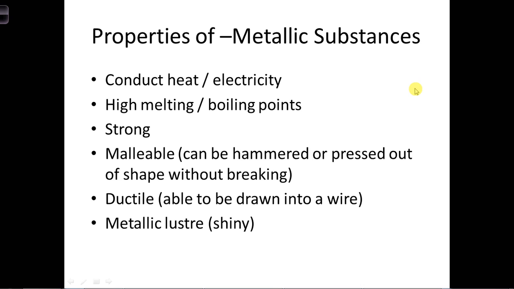Metallic substances, basically you'll probably know some of these from previous years when we looked at the properties of metals. So metals conduct heat and electricity, they have high melting and boiling points, and most metals are solid at room temperature. They're strong, they're malleable, they can be hammered or pressed out into a shape, which also means they're kind of stretchy. You can press their shapes without breaking them. Ductile means they can be drawn out into wires, and they have a metallic luster. Basically, they're shiny. So why do metals have some of these properties?